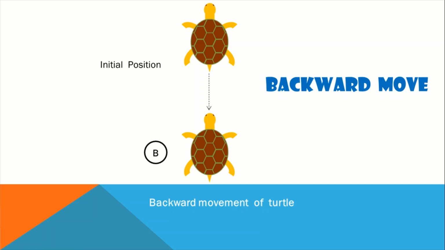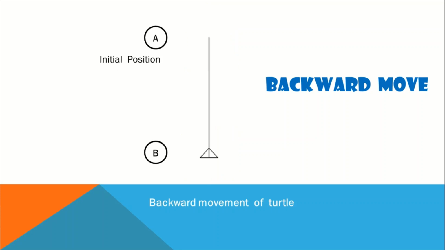Next kind of move is backward movement. Here A is the initial point from where the turtle starts moving in a backward direction and it reaches till the point B. So this is the backward movement of turtle from point A to point B. And as shown on the screen, this backward movement of turtle will trace a line from point A to B.